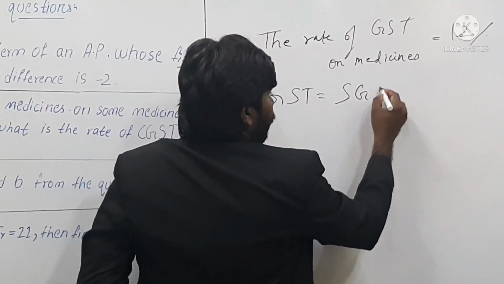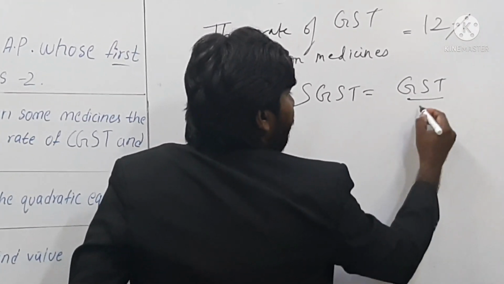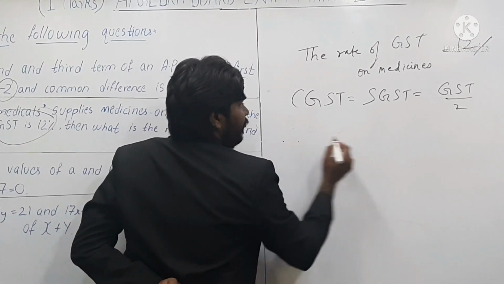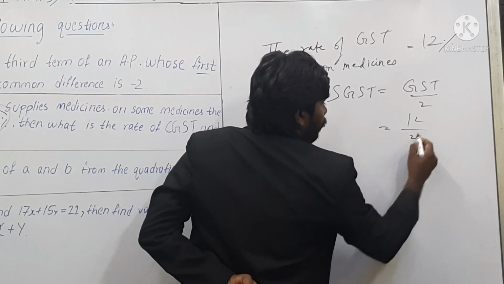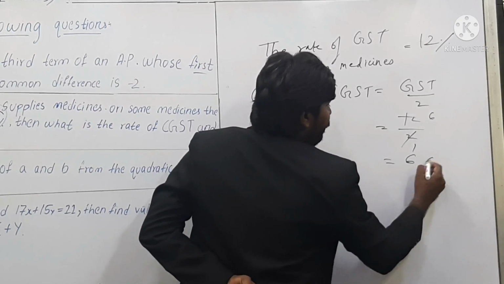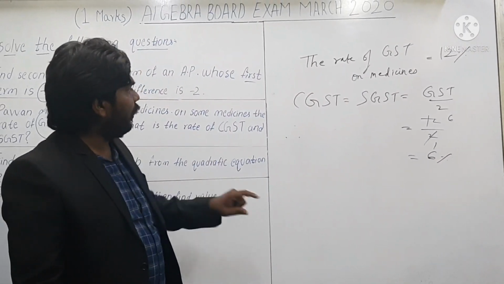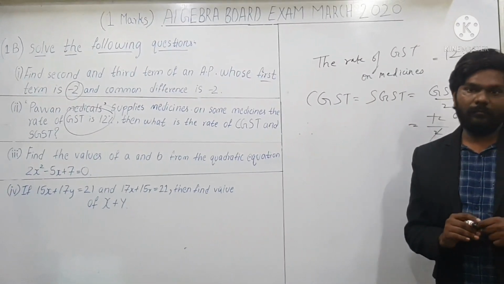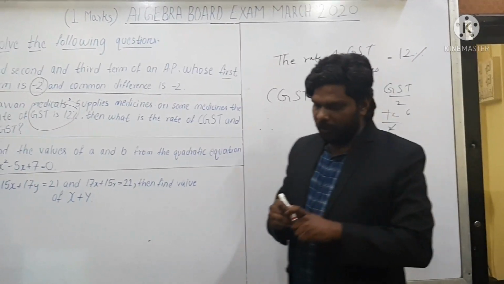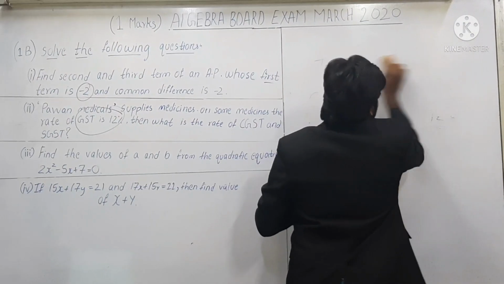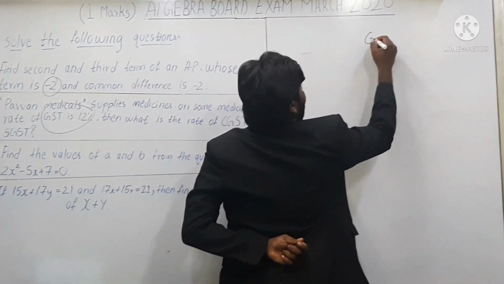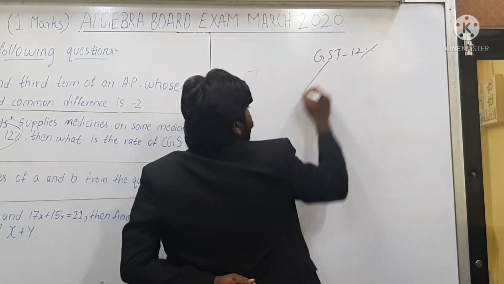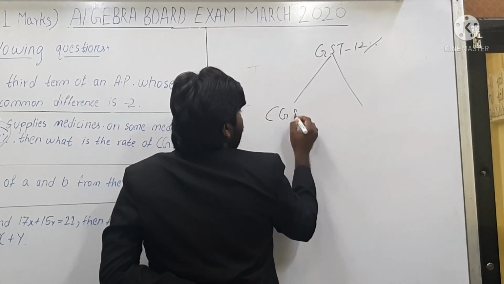SGST is equal to GST divided by 2. So that is equal to 12 upon 2. 2 sixes are 12. That is equal to 6%. So therefore the rate of CGST and SGST is 6%. See, pay attention again. Rate of GST on medicines is 12%. Now under GST there are two taxes, CGST and SGST.